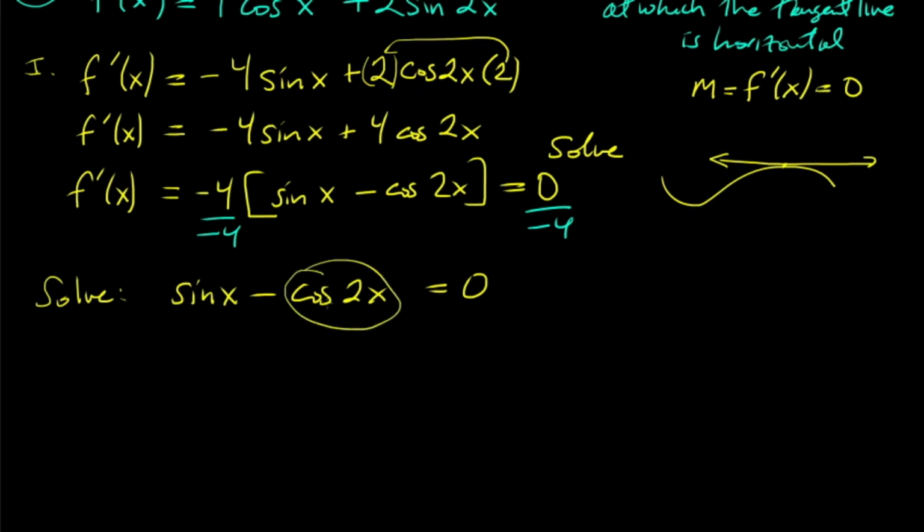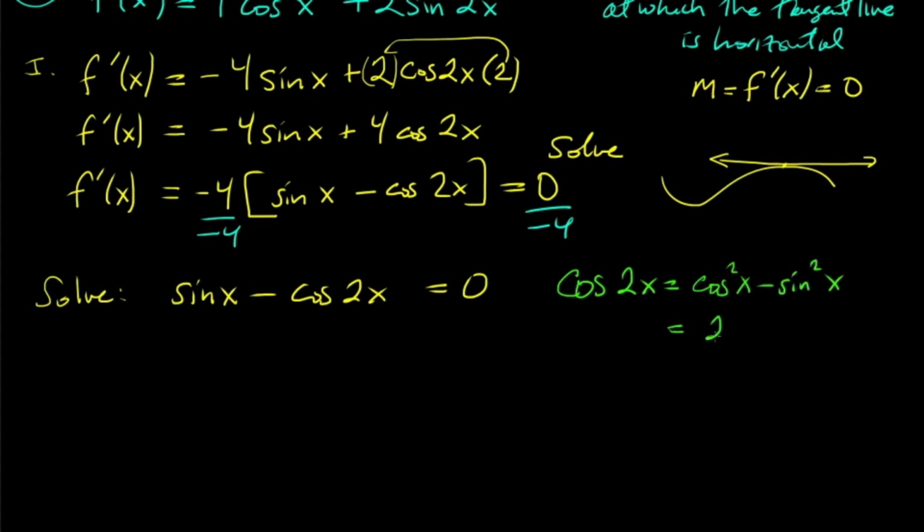However, cosine of 2x should remind you of something. This is the double angle formula. Cosine of 2x, we could write this as cosine squared x minus sine squared x, or 2 times the cosine squared x minus 1, or we could write it as 1 minus 2 times the sine squared of x.